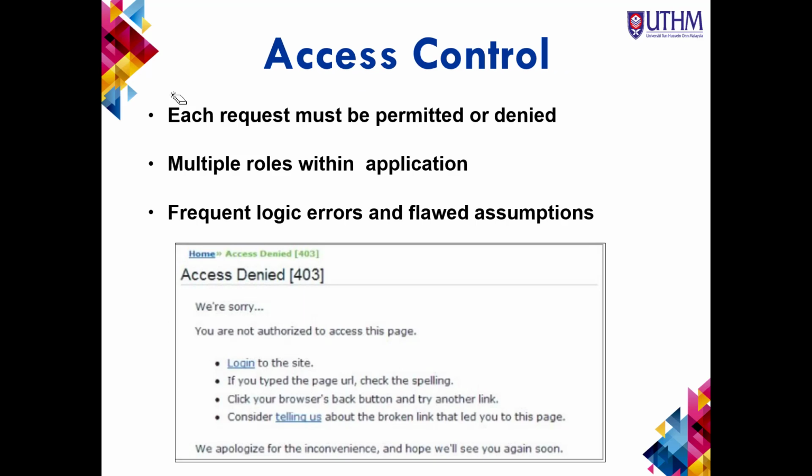Okay, access control. Each request must be permitted or denied. Multiple roles within the application, frequent logic errors and flawed assumptions. I guess you already have this experience: someone sends you a URL, a link to a website, and suddenly your friend can access it and you cannot. Why?